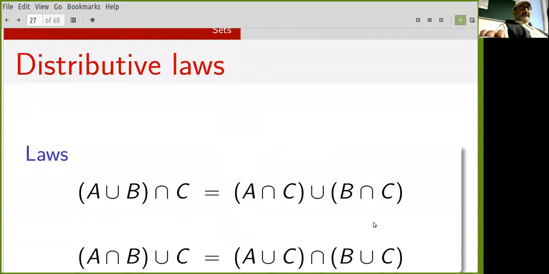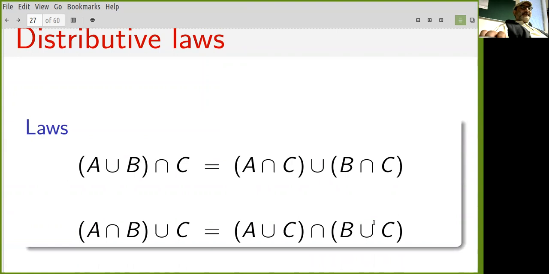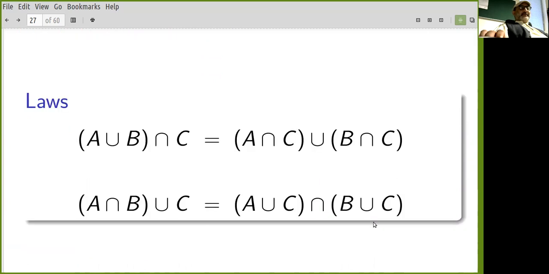We'll need distribution laws also for deriving some of the results we need in this course. So A union B, if you intersect that with C, you get A intersection C, union with B intersection C. And if you take the intersection of A with B and take the union of that with C, that's the same as taking the union of A with C and intersecting that with the union of B with C. So you have these distribution laws.